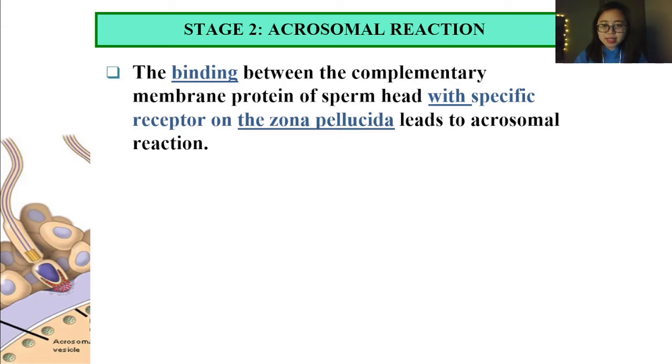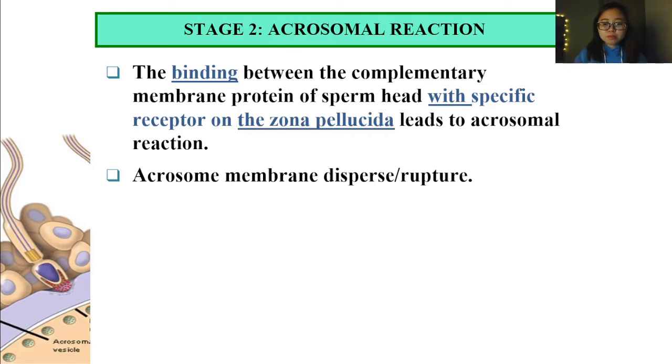Let's try to understand this sentence. Mungkin ada yang kurang faham ayat ini. Acrosomal reaction ini adalah binding between complementary membrane protein of sperm head with specific receptor on zona pellucida. Maksudnya di sini, kepala sperm itu ada reseptor. Pada permukaan zona pellucida yang warna purple di bawah ini pun ada reseptor. Bila reseptor pada sperm punya kepala berjumpa reseptor pada zona pellucida, that is going to lead to acrosomal reaction. Dia jumpa, okay, dia tahu, dia bersentuh sudah, dia akan start stage ini.